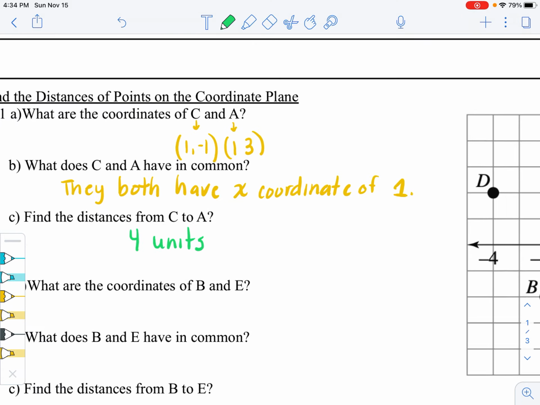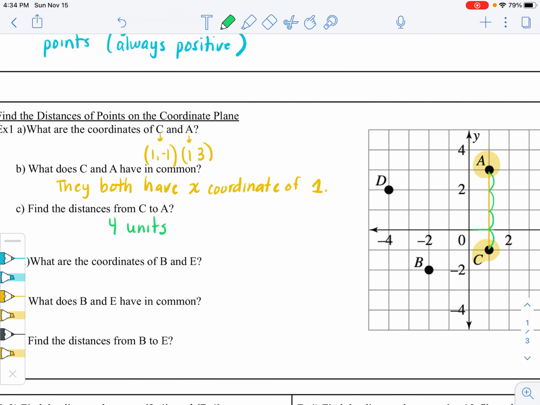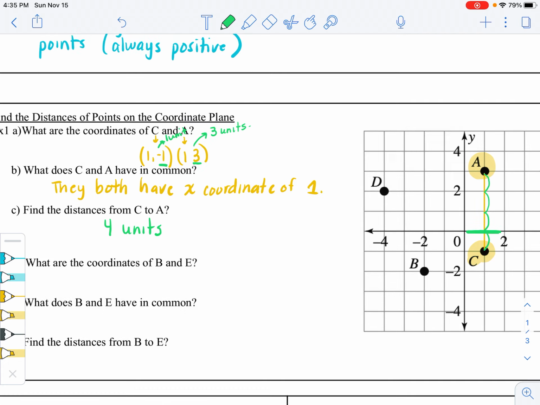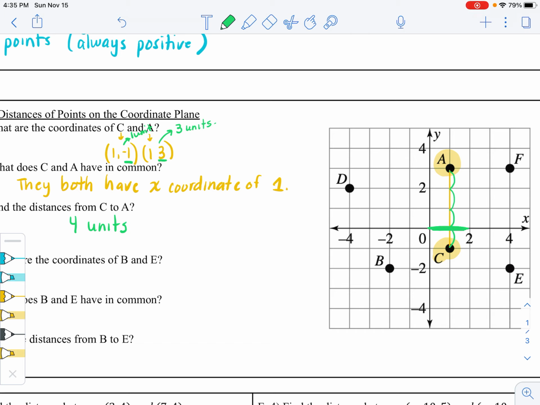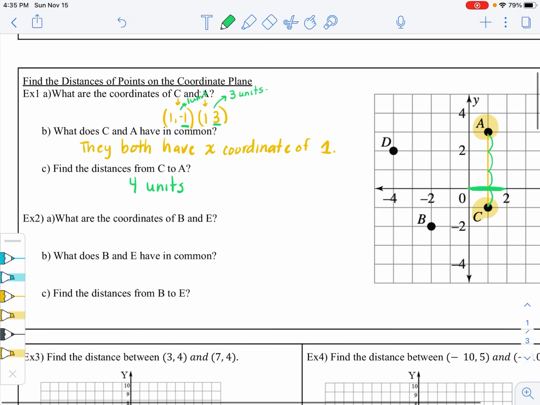We could have also thought of it like this. So here we could call where the origin is 0. So A is 3 units from 0 in the y. And the y value for C is 1 unit from 0. So together that is 4 units from, I shouldn't say 0, I should say from the x-axis. A is 3 units from the x-axis, C is 1 unit from the x-axis, so together it is 4 units. Okay?